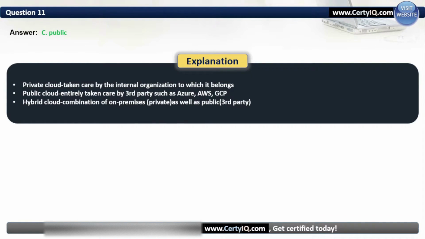Private cloud is taken care of by the internal organization to which it belongs. Public cloud is entirely taken care of by a third party such as Azure, AWS, and GCP. Hybrid cloud is a combination of on-premises as well as public.